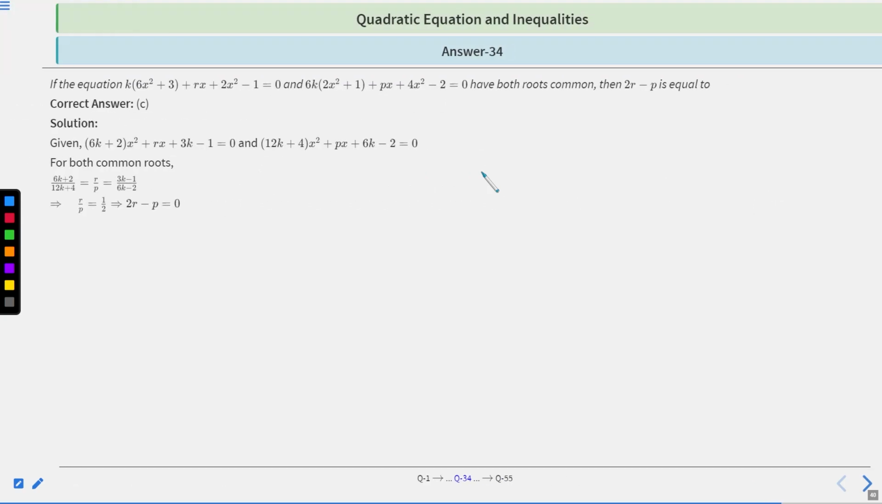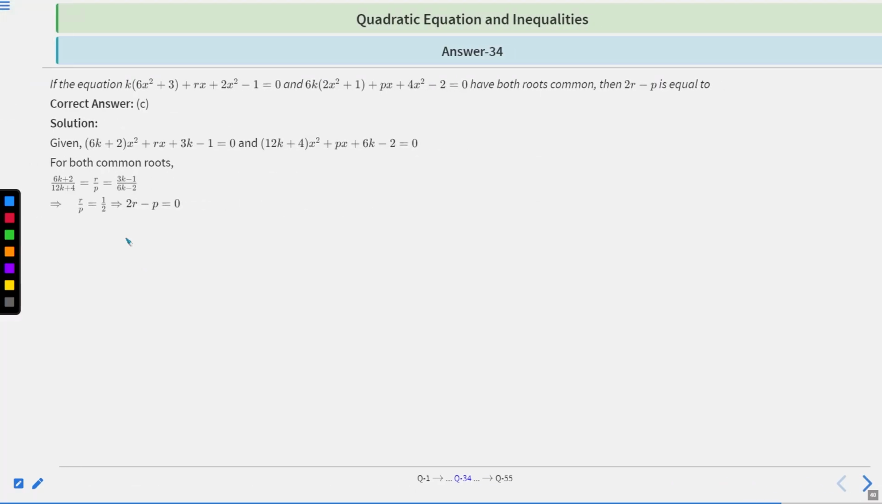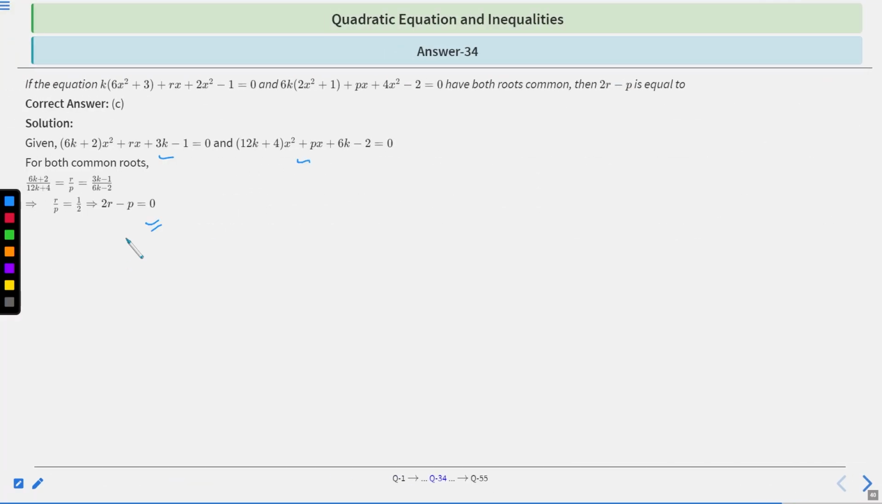Okay, let's discuss. So given equation can be adjusted as this, right? This equation and this equation have common root. So for common root, we know the condition 6k by 2 upon 12k by 4 will be equal to r by p equal to 3k minus 1 upon 6k minus 2. After solving, we get 2r minus p equal to 0. Right? So option C is the right choice. Clear? So 2r minus p is 0.